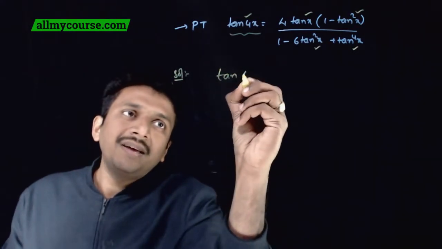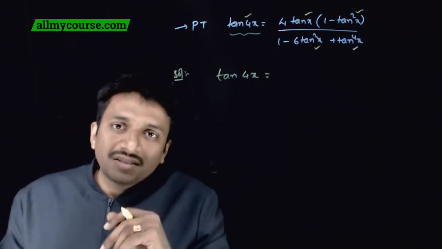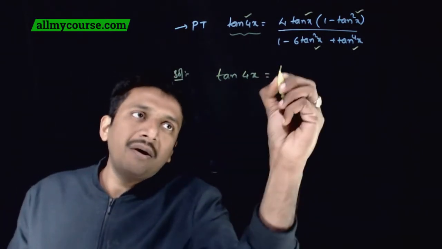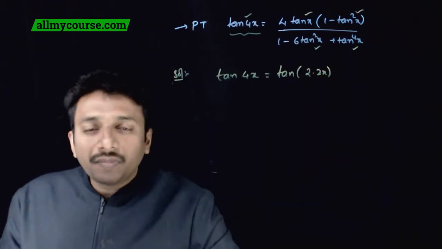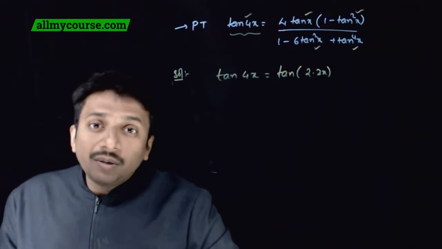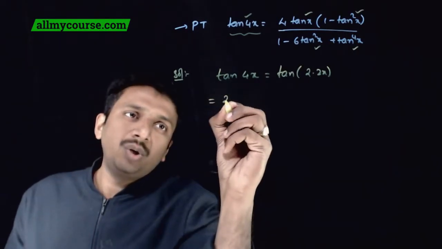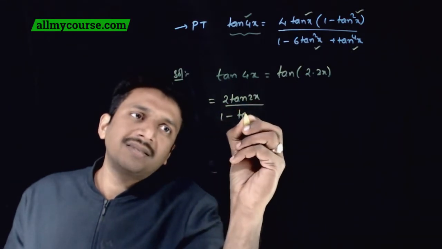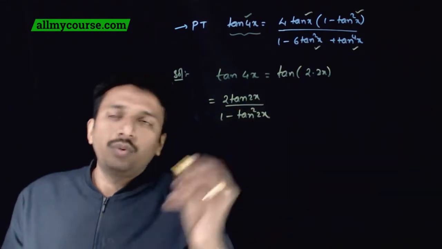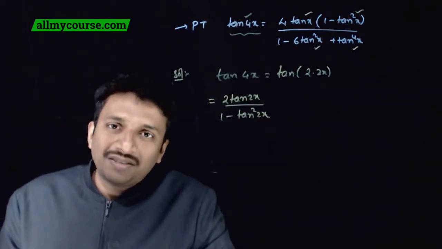We apply multiple angle formulas sequentially. So tan 4x is equal to tan of 2 times 2x, right? And what is the formula for tan 2 theta? 2 tan theta by 1 minus tan square theta. That is equal to 2 tan 2x by 1 minus tan square of 2x. So now 4x has become 2x by this step.